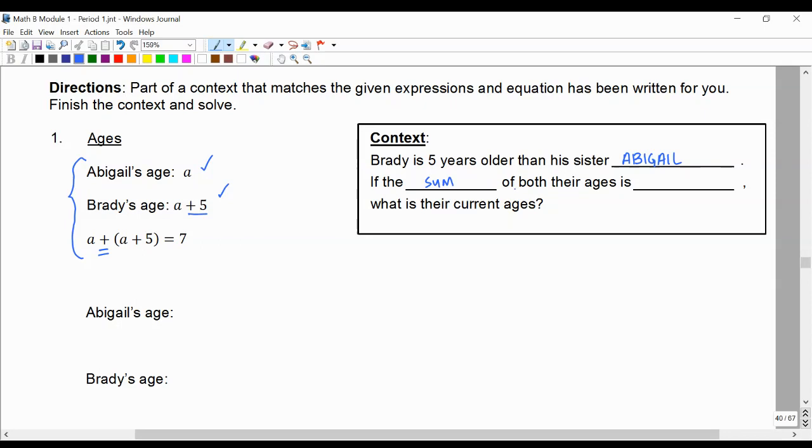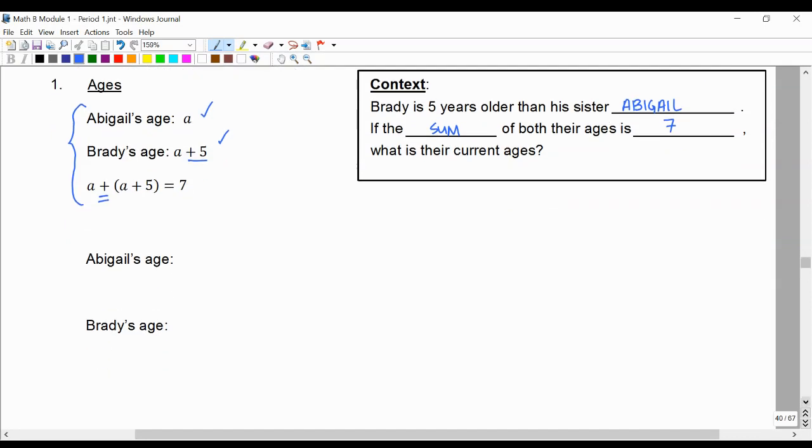If the sum, and when you go to build these, if you use a different vocab word, that's okay. But you don't want to just tell somebody, hey, just plus them. Try to trick them by using vocab. If the sum of both their ages is 7, what are their current ages? All right, so we made the context, and now we're going to solve it.